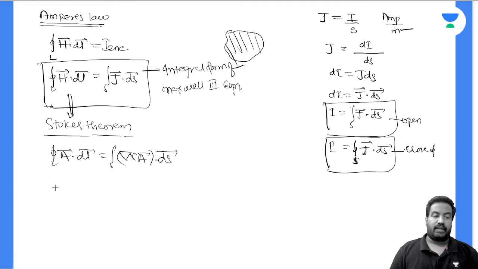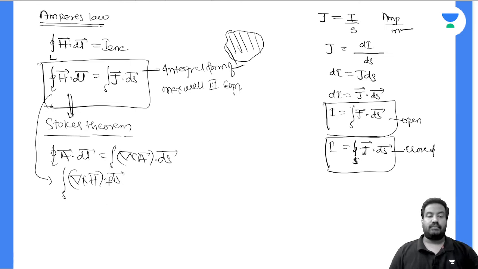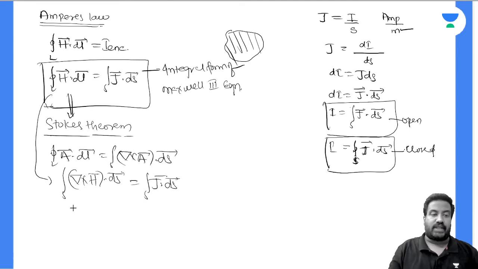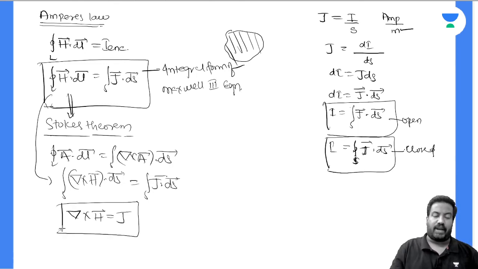Applying Stokes on it, closed loop integral of H dot dl is equal to surface integral of del cross H dot dS, is equal to RHS, surface integral of J dot dS. Equating on both sides, del cross H is equal to J, which implies static magnetic field is not conservative.